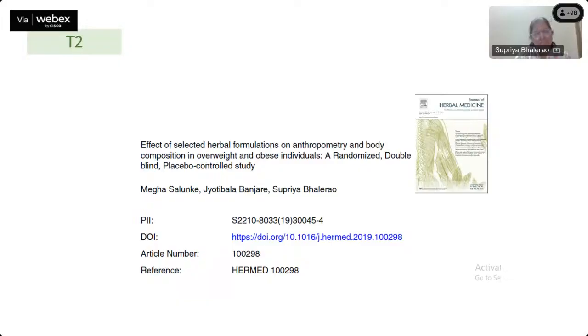I again want to tell you something here. Many a times we feel that, okay, madam is doing something because she is in this institute, she has facilities. In this particular study, there is no biochemical parameter used. We have not even done a lipid profile. It is just anthropometry and body composition. And this journal, Herbal Medicine, has an impact factor of 3. If you have the information properly presented, then your paper without any biochemistry can also get published in a good journal. So this was our T2.